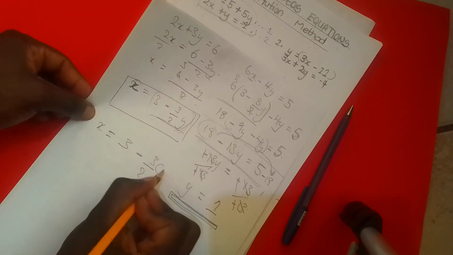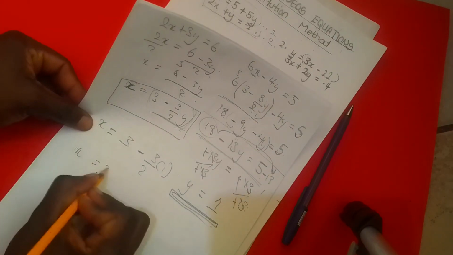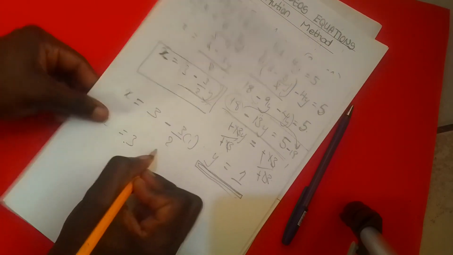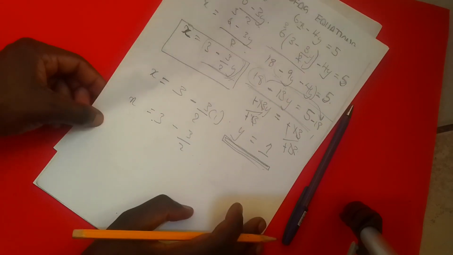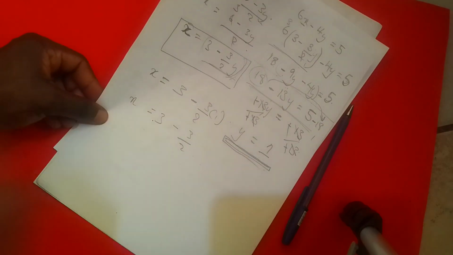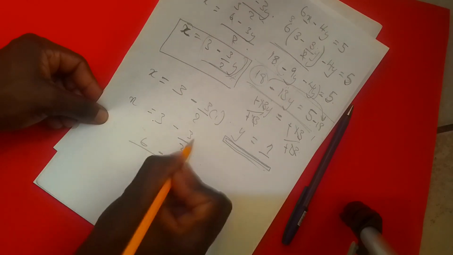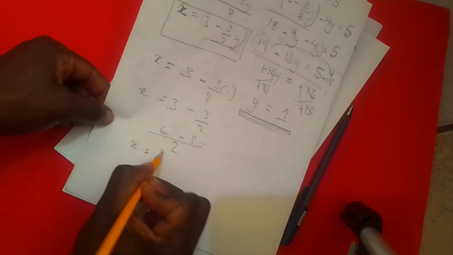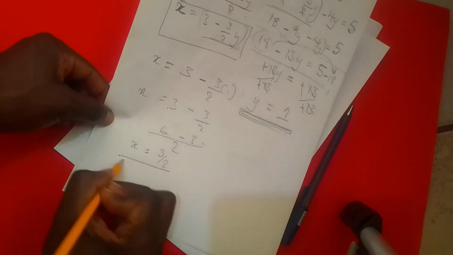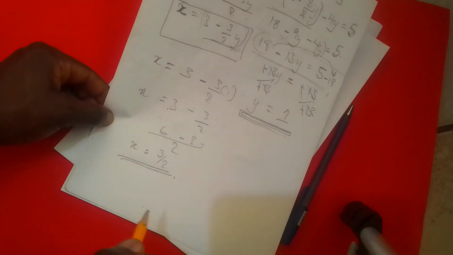Now y is 1, which means this will remain the same. So x is equal to 3 minus 3 over 2. Anyone can simplify this, right? The common denominator is 2: here we have 6, and here we have 3. So ultimately we end up with x is equal to 3 over 2. We are done with question 3.